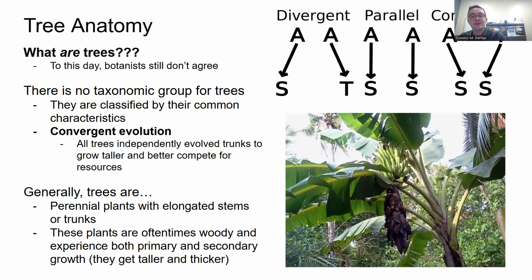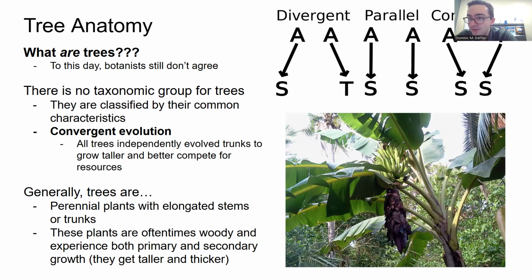All right, here we come to the question of our time: tree anatomy. What are trees? The answer: nobody knows. I wish I was kidding. Nobody knows. To this day, botanists can't agree what trees are. Now, what do I mean by this? Well, there's no taxonomic group for trees. So they're classified by their common characteristics, but there's not one thing that makes a tree, making them an example, in fact, of convergent evolution.